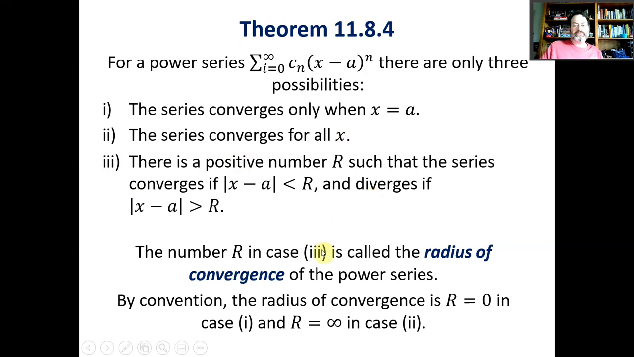Now, in case 1, if the series converges only when x equals a, the radius of convergence is 0. It's not really a circle, it's just what we call it. And in case 2, if it converges for all x, then we say the radius of convergence is infinity. It's just as big as you want.